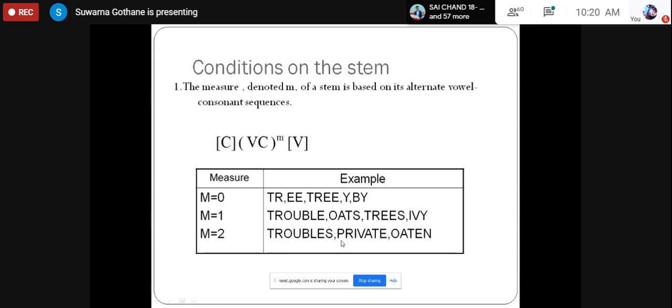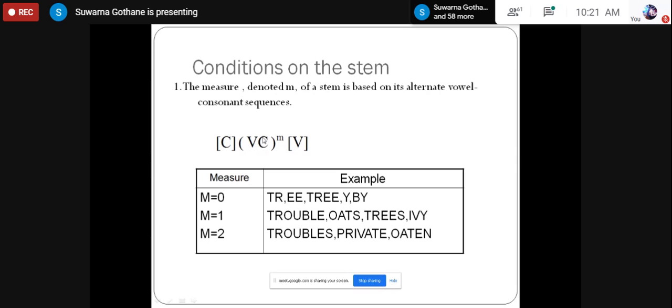In a particular word, now you find out how many times the combination of vowel and consonant appears together. Here we are getting 1, UB. And here you see ES, so 2 times we are getting vowel consonant, vowel consonant. Am I right? So M equals 2. Next again, here we are getting 1, IV, vowel consonant, and again here vowel consonant. So 2 times, M equals 2. Again here we are getting AT, one combination, second EN, vowel consonant.